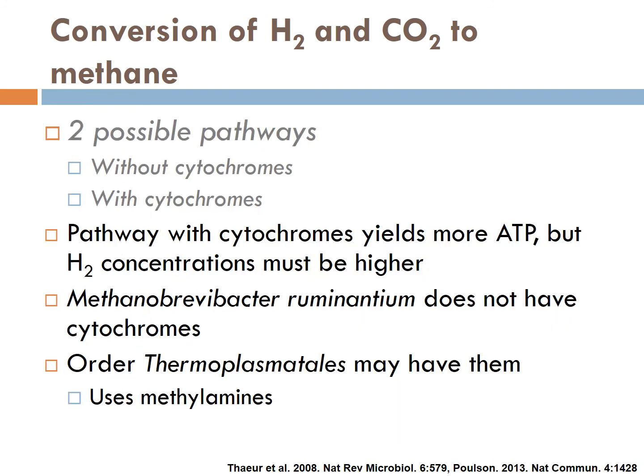There is a trade-off between these pathways. The pathway with cytochromes yields more ATP, but the hydrogen concentrations have to be higher. Higher hydrogen concentrations mean that more energy is released during methanogenesis, supporting the synthesis of more ATP. Methanobrevibacter ruminantium, the predominant cultured species, does not have cytochromes. However, methanogens of the order Methanomassiliicoccales, which are a major uncultured group, may have them. Enrichment experiments show that this group uses methylamines, and all cultured methanogens that use methylamines have cytochromes.